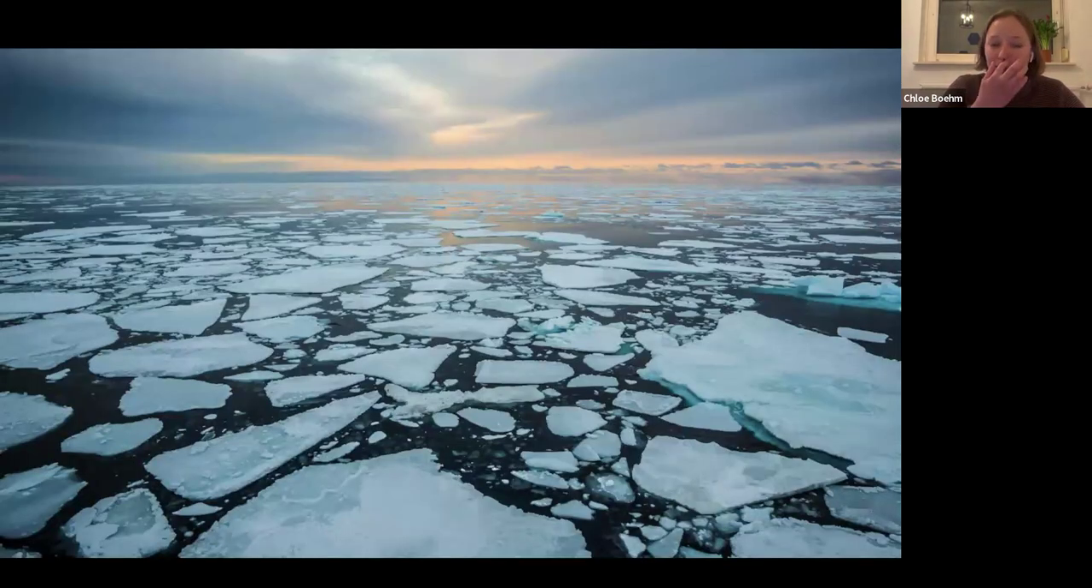I like to start off with a photo at the beginning of talks. This is a photo of sea ice, I believe from the NSIDC. I think it's nice to see what we're talking about today and get a visual of what our subject is.